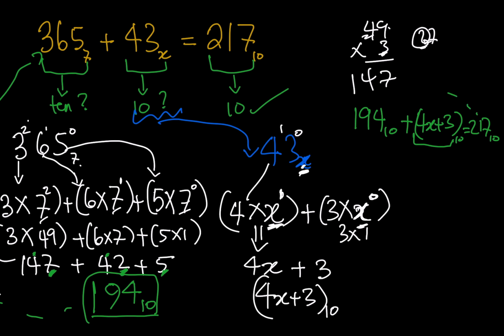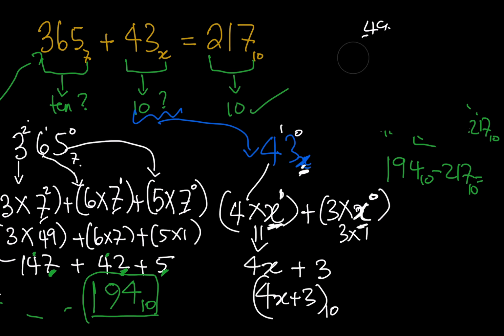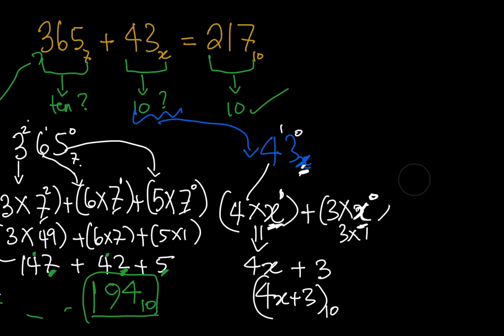So we don't know this well. So we can bring this one here. All right. So that we have 194 base 10 minus 217 base 10 is equal to negative, right? Or since we are looking for the x, okay, let me take it again. Sorry about that. Let's take it again.